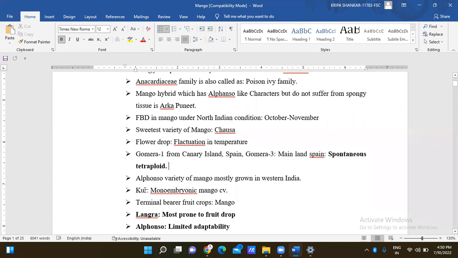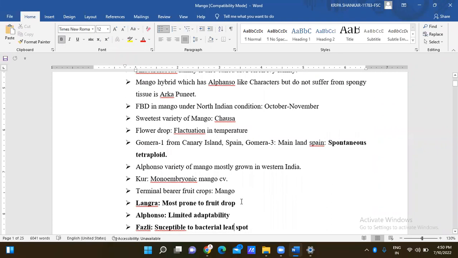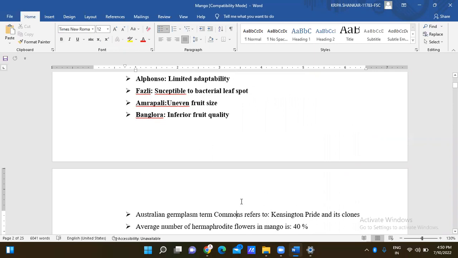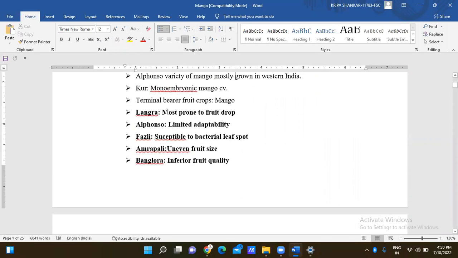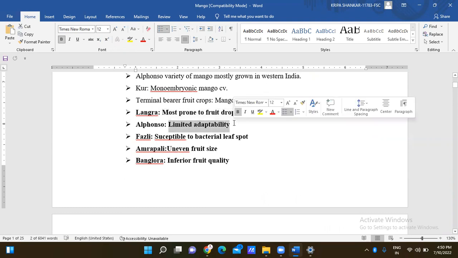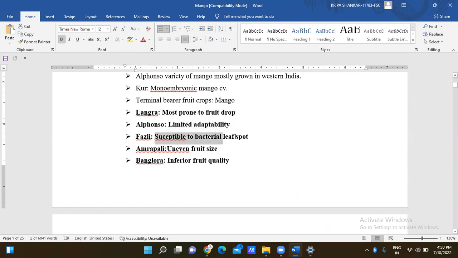Kurr, what is Kurr? It's a mango variety which is monoembryonic in nature. Terminal bearer fruit crop: in the option it was there, so it is mostly mango. See next question. Langra is highly prone to fruit drop. Alphonso has limited adaptability. Firstly, it is susceptible to bacterial leaf spot.